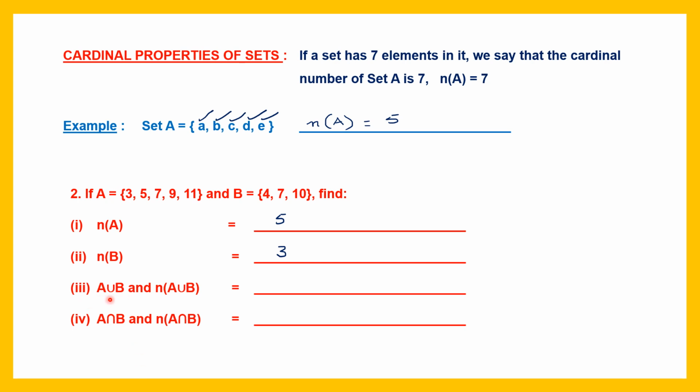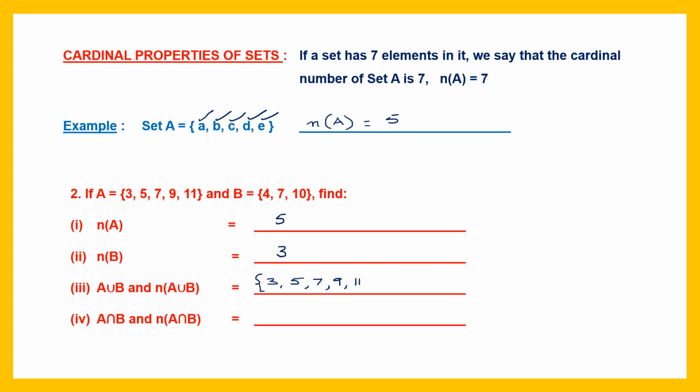Third one, first we have to find A union B and then the cardinal number of A union B. So let's find out A union B. Start curly brackets, A union B, write all the elements of A first. So 3, 5, 7, 9 and 11. Now we're going to write the elements of B which are not there. If it's repeated, you don't have to write, otherwise you write everything.